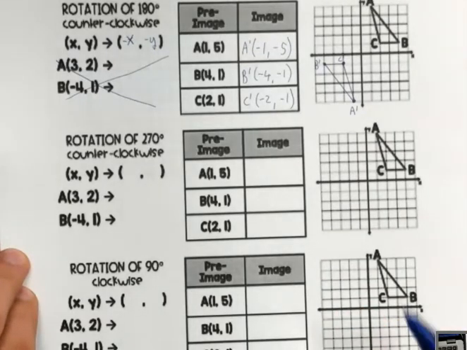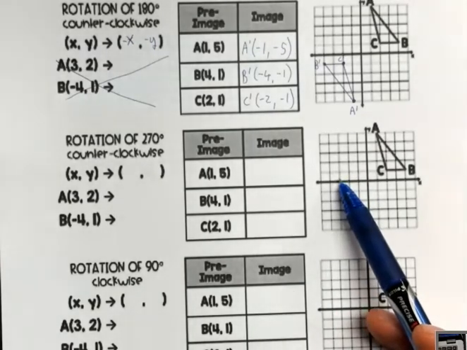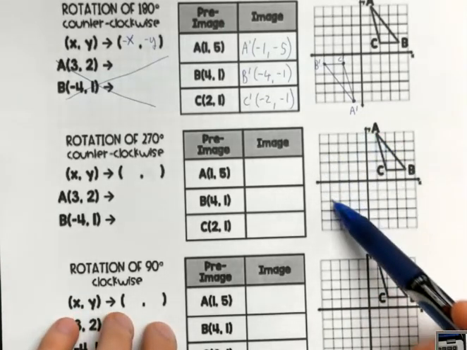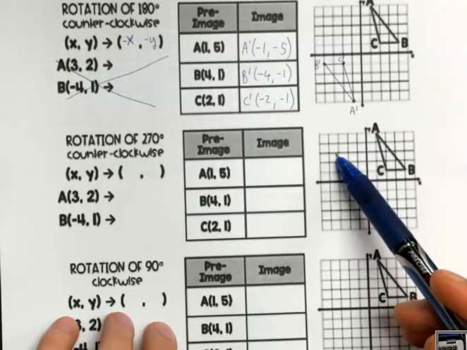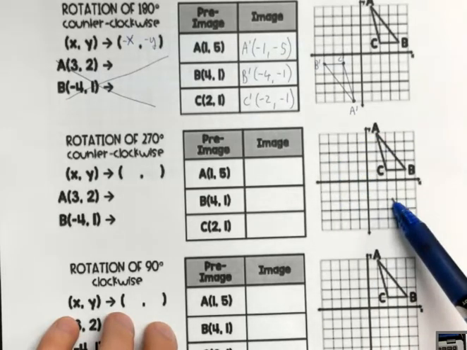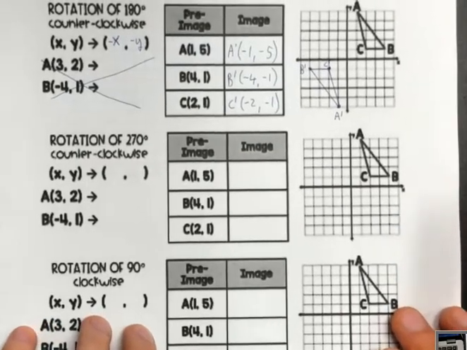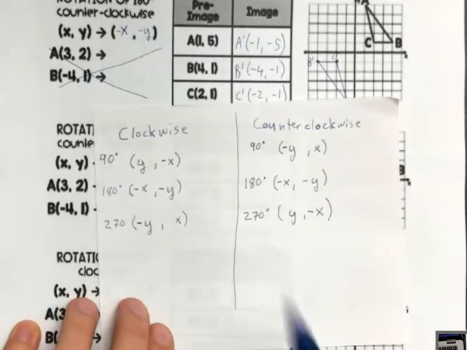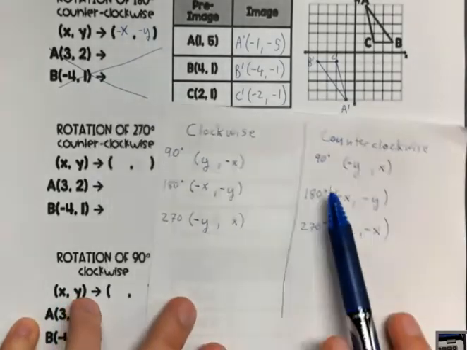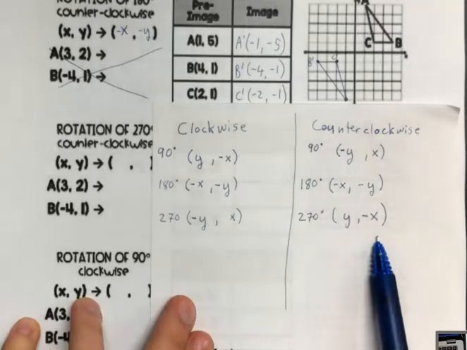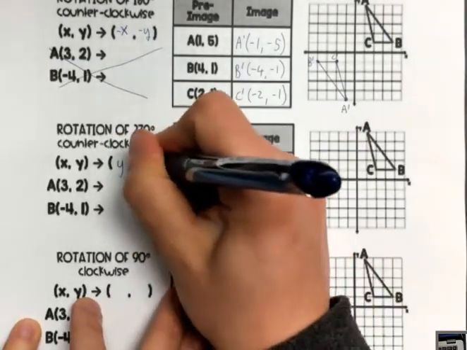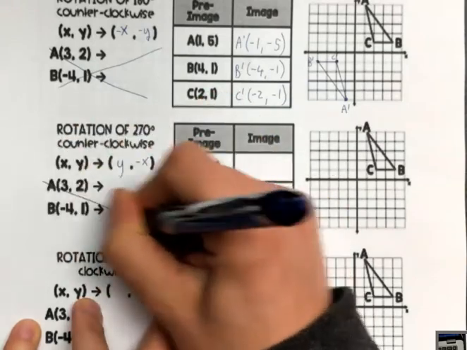Rotating 270. It's 270 degrees counterclockwise. So 270 degrees, I should end up right here, because this would be 90, 180, 270. So if I do it right, I know I need to end up right there. Okay, first thing I'm going to do is write down my rule. Look at here, counterclockwise, 270, y, negative x. Y, negative x. Cross this part out.